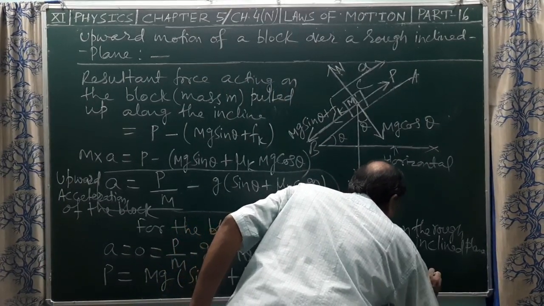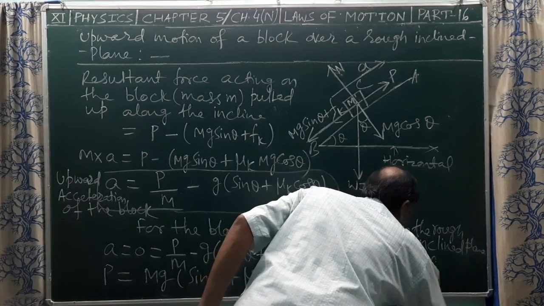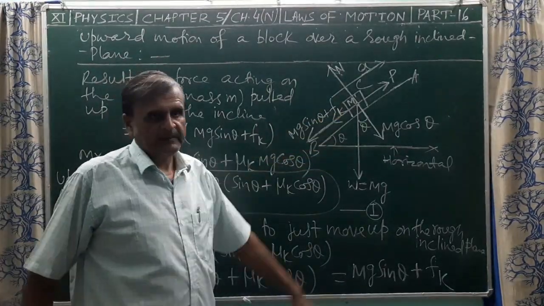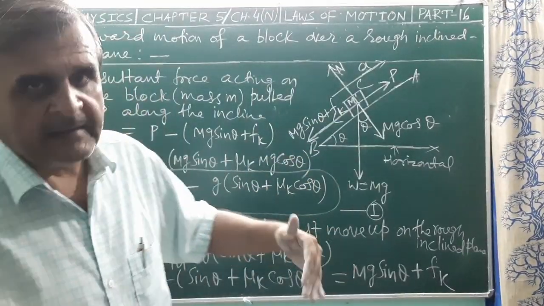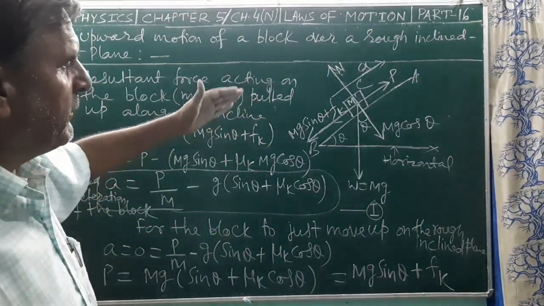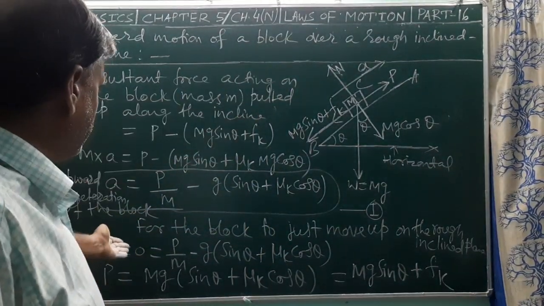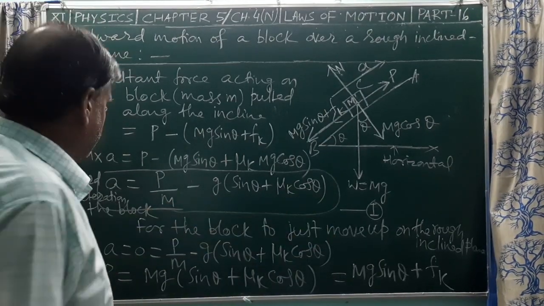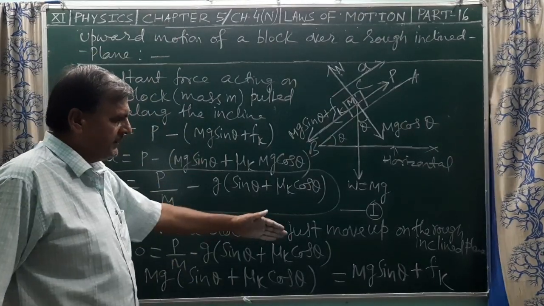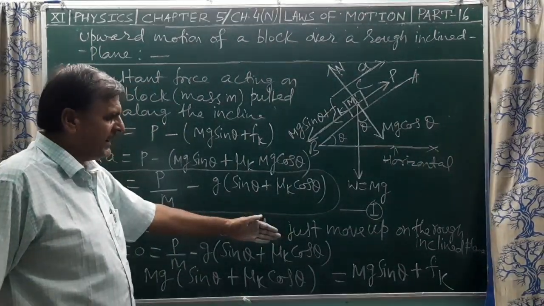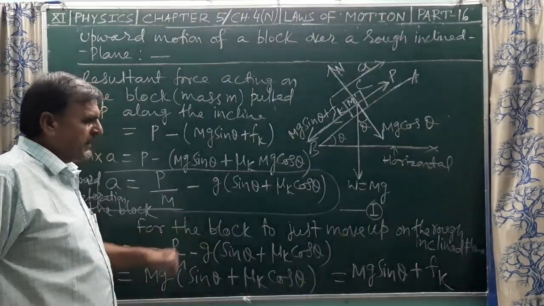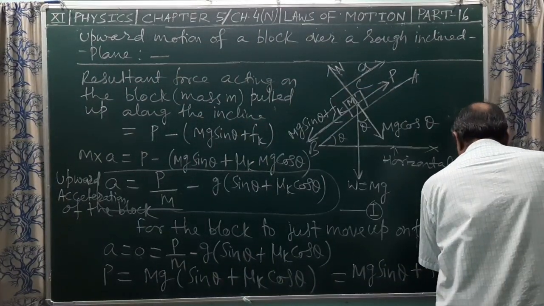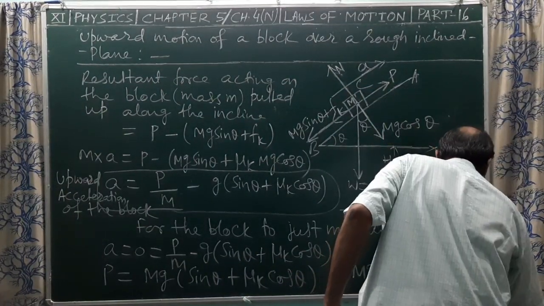Fk, in terms of the friction force Fk. We can write the upward force P as equal to the downward force mg sin theta plus Fk to move the body. That is, the minimum force needed to pull the body upward is P equal to mg, under bracket, sin theta plus mu k cos theta, or mg sin theta plus Fk. P is the upward force, and the downward force is one component of weight, mg sin theta, plus the friction force Fk. And in place of Fk we can write mu k into N, mu k into mg cos theta. So this is the required formula. This is formula number 2.